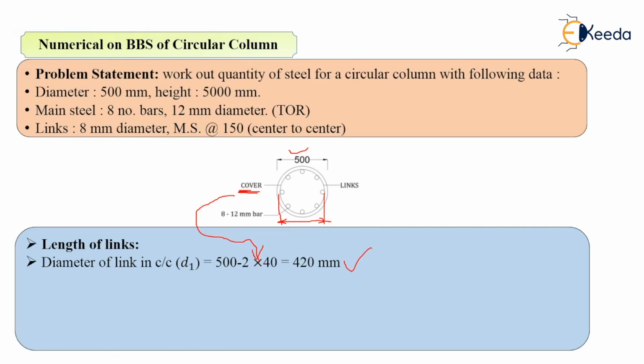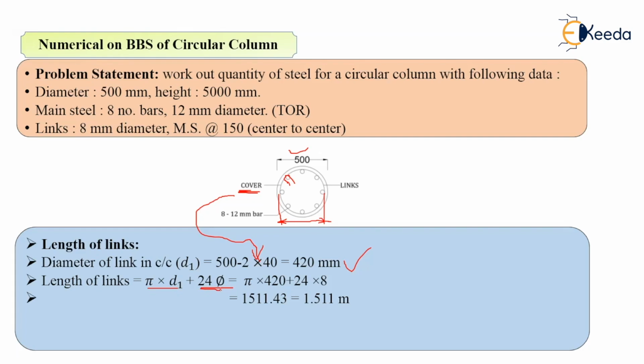Now we have calculated the diameter of links, but we have to find out the length of link. Length is nothing but your perimeter. So how you can calculate the perimeter? It will be pi d, pi into diameter. So length of links formula will be pi d1 plus 24 phi. Now why to take this 24 phi? So remember, this is nothing but your hook length, because we have to form hooks in the bar for proper anchorage. So this extra length is taken. This is nothing but your 24 phi. So length of links will be pi d1 plus 24 phi.